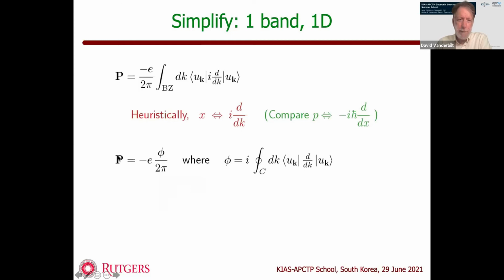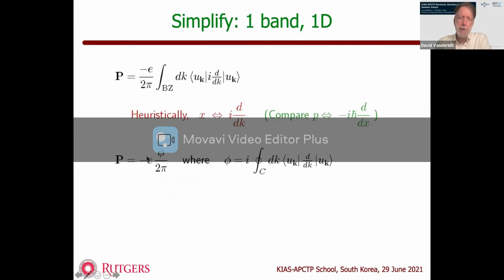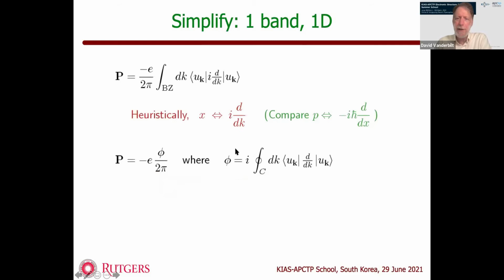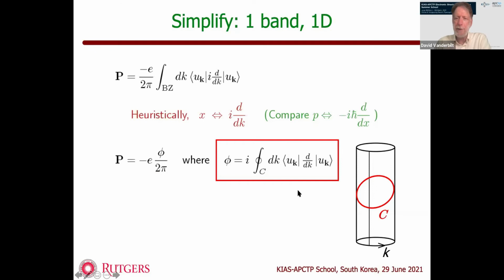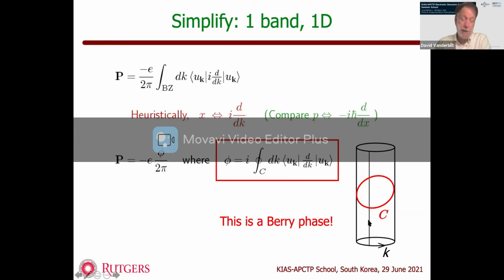Here I've done it in three dimensions. Here I'm doing it in a one-dimensional crystal. And it's convenient to write it as, for one dimension, minus e times a phase variable phi over 2 pi, where the phase variable is given by this formula. Because this formula, if you know what a Berry phase is, you'll recognize that that's a Berry phase. I'll explain what a Berry phase is on the next slide.